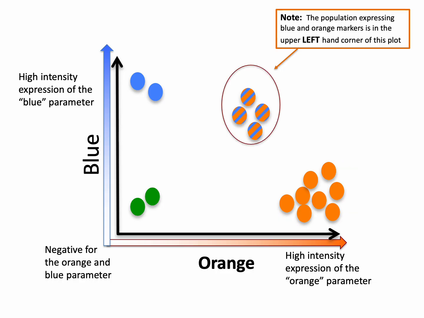And then finally, we have a population of cells which are double stained with both the blue and the orange marker, and you can see them in the upper right-hand corner, indicating expression of both the blue and orange markers. Note the intensity of both blue and orange markers is lower for this population of double stained cells than for the singly stained blue or orange cells.